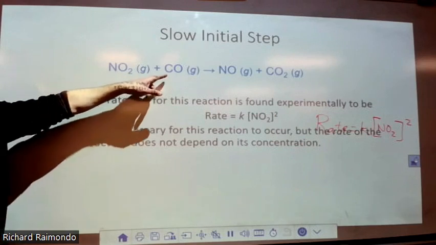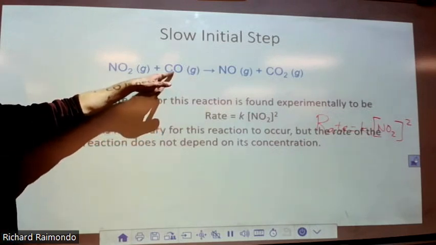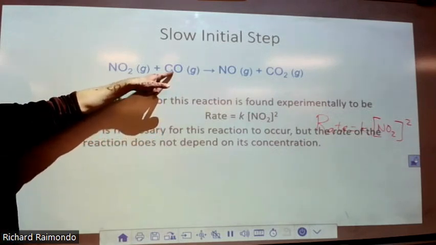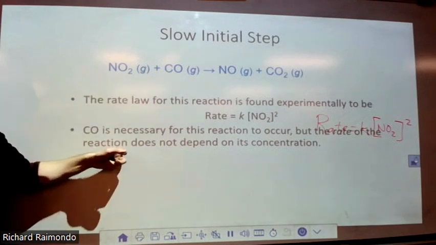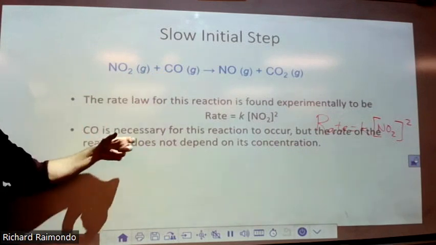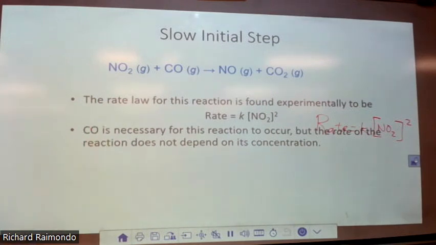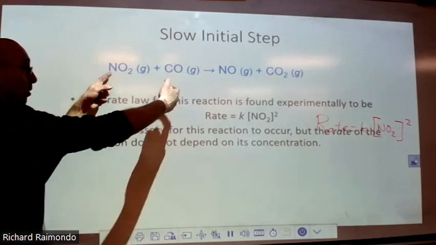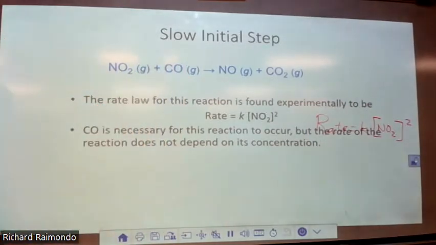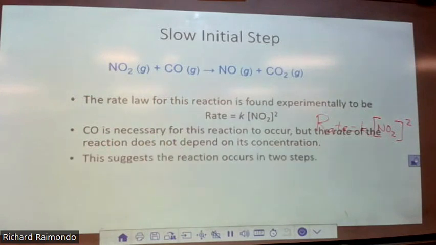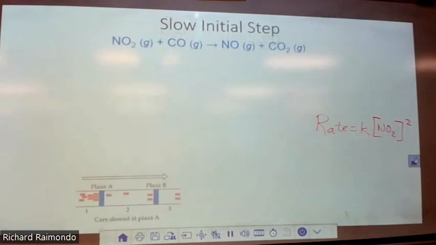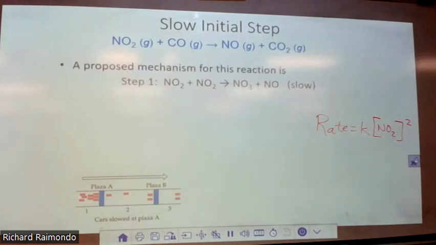because you have to have this for the reaction to happen, that doesn't mean you can't have this. You have to have carbon monoxide. We just don't depend on its concentration for this to happen. So because of this, somebody proposed that this doesn't actually happen by a collision of these two. It happens in two steps. So they're going to propose, here's the two steps that are happening.